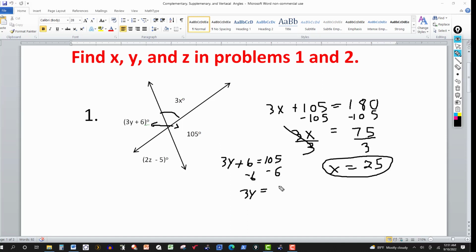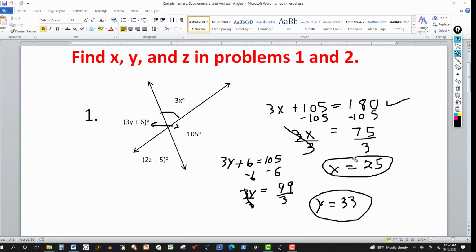So here I get 3y is equal to 105 minus 6 is 99. Divide through by 3. This cancels out. 99 divided by 3 is 33. That's your solution. Now on this one here, I got 2z minus 5. 2z minus 5. I could use the 105 and say 2z minus 5 plus 105. Say that's 180, and I could work it the same way I did this one up here.